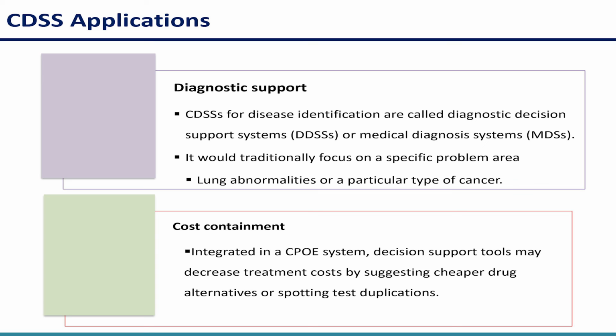And fourth, cost containment. Decision support tools integrated in the CPOE system may decrease treatment cost by suggesting cheaper drug alternatives or spotting test duplications. Based on that, they will also find cost containment errors.